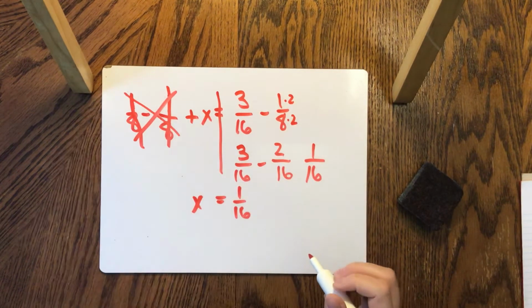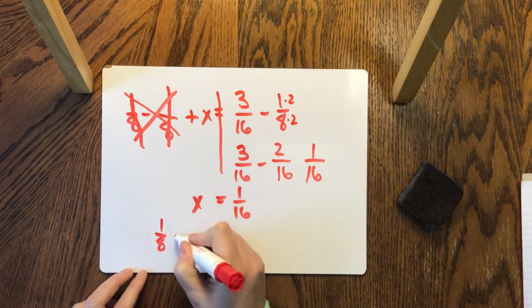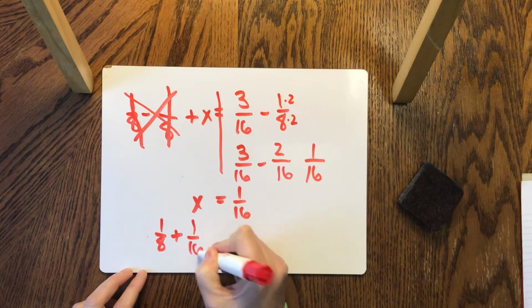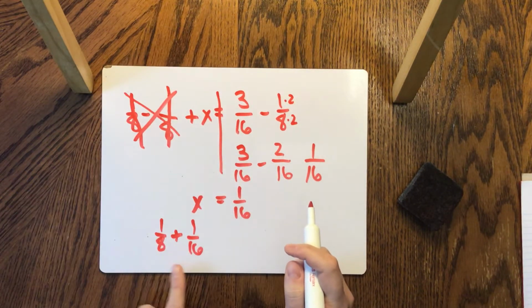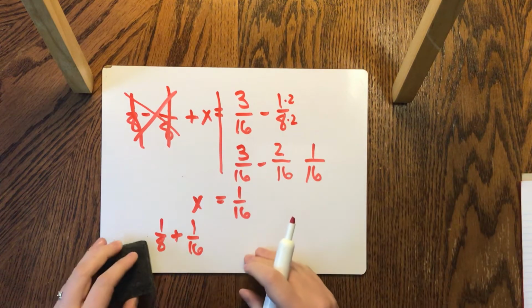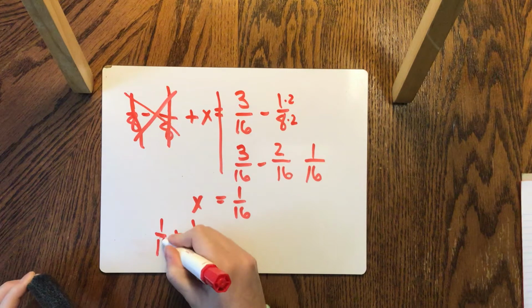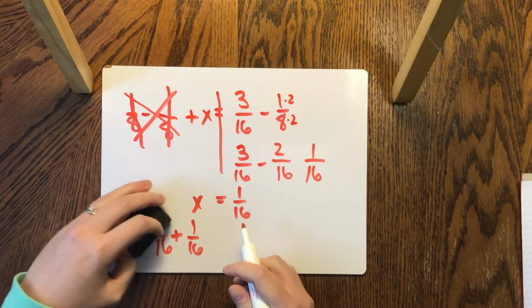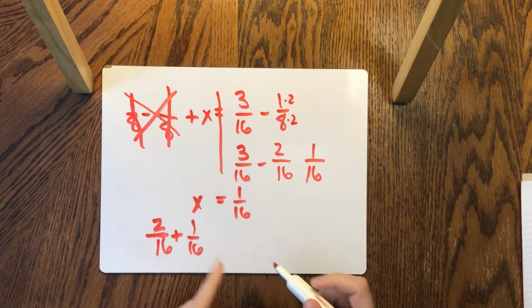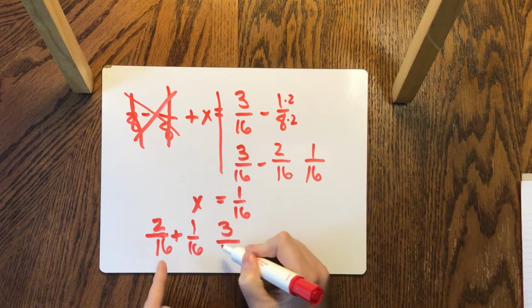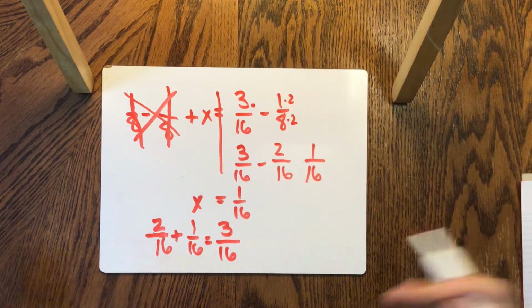Now if I plug this back into my original problem, I would have 1/8 plus 1/16, and I should get 3/16. I can't add this, so I'm going to change this denominator to 16 because I know that's my common denominator. I multiplied the bottom by 2, so I multiply the numerator by 2. 2 plus 1 is 3. I keep my denominator, and I got 3/16, so I know that I'm correct.